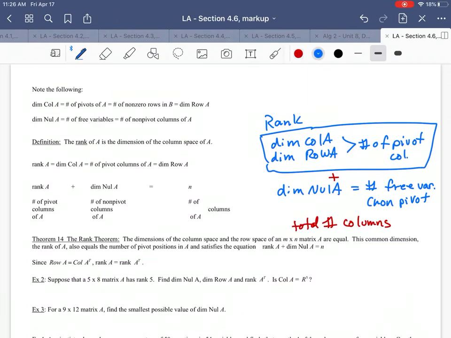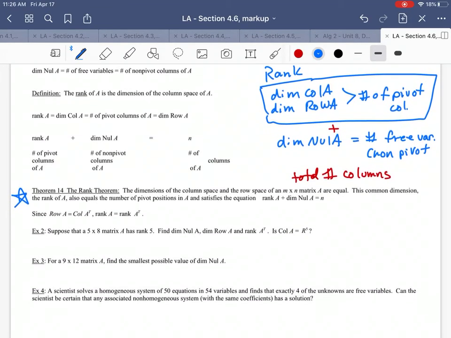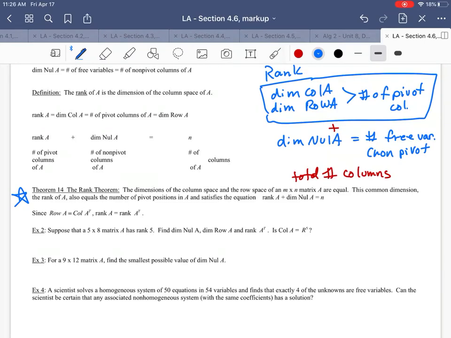So now we're going to do some examples right here. And basically, that's what this is saying right here, what we just talked about. All right, example 2. Suppose you have a 5 by 8 matrix. It has rank 5. So remember, rank is going to be the dimension of your column space or your row space. So we have the dimension of the column space or the dimension of the row space equals 5. All right, so that means 5 columns have a pivot. So I have 8 columns, 5 of them have a pivot and 3 of them don't. So that means the dimension of my null space is 3.